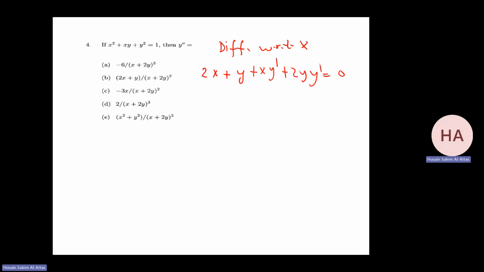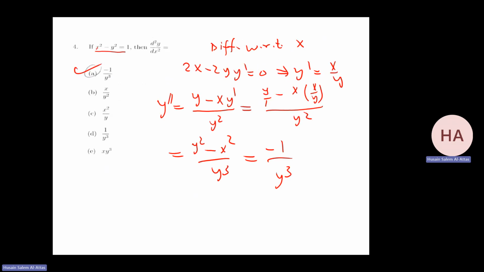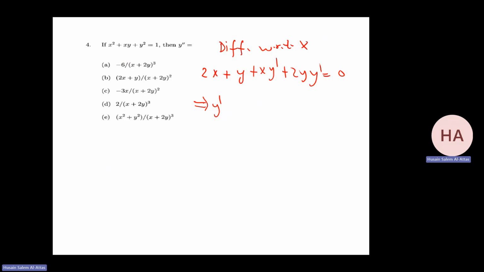I can solve for y prime. That means y prime will be what? I can think of it in two ways. I can differentiate, or let me do it the same way we did before. So y prime will be minus 2x minus y, over x plus 2y, taking this one to the other side.